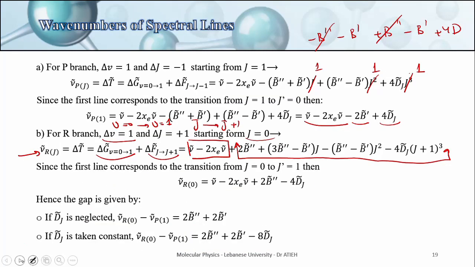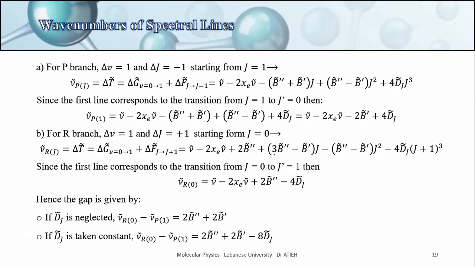So now, if we want to find the position of the first line corresponding to the R branch, the line just next to the gap, we have to substitute for J0. So we substitute J0 here, and it becomes 0. So we are left with nu bar minus 2xe nu bar plus 2b double prime, and here we have minus 4d. So this is the position of the first line in the R branch.